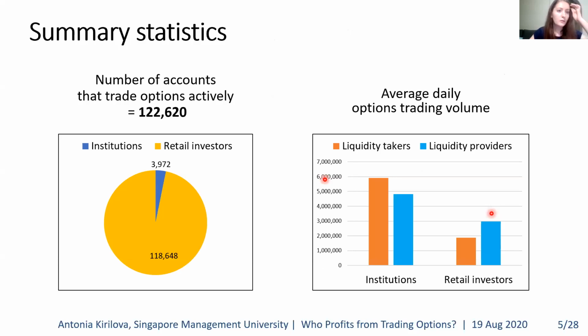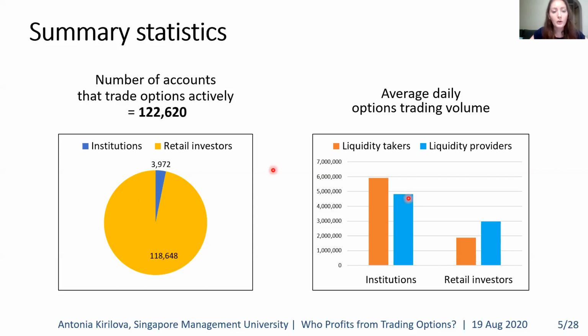Here are some summary statistics. We have 122,620 accounts that we use in our analysis. Most of them are retail investors, so there is high retail participation in this market. But there is still a significant number of institutions. And even though they are smaller in number, they generate much more trading volume.